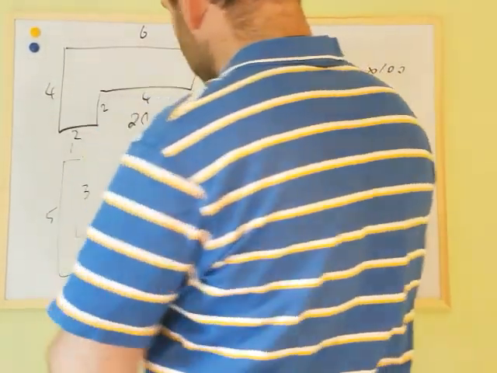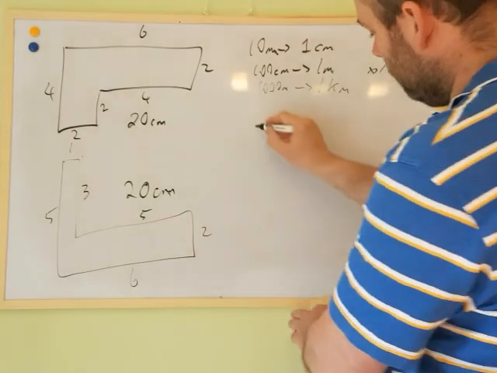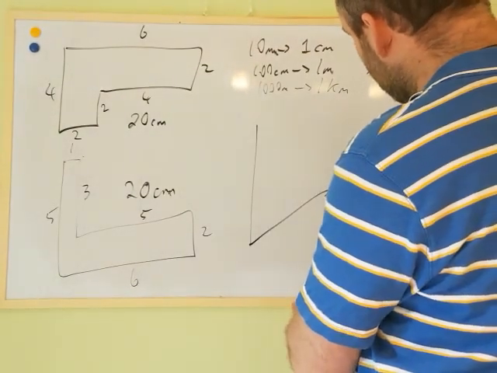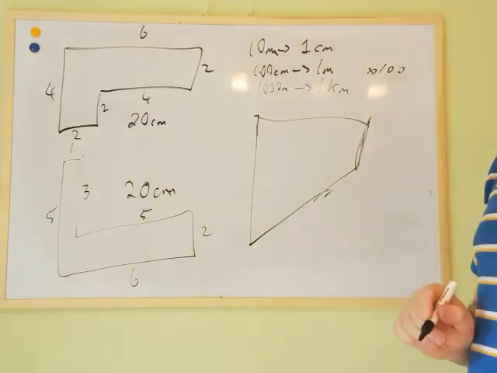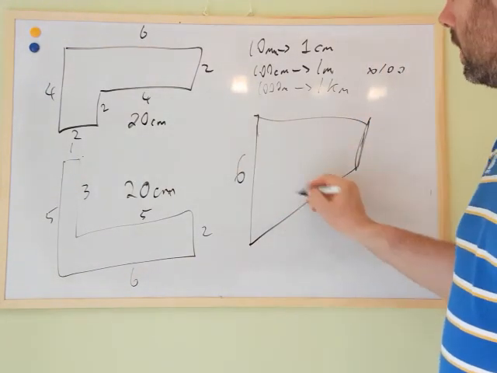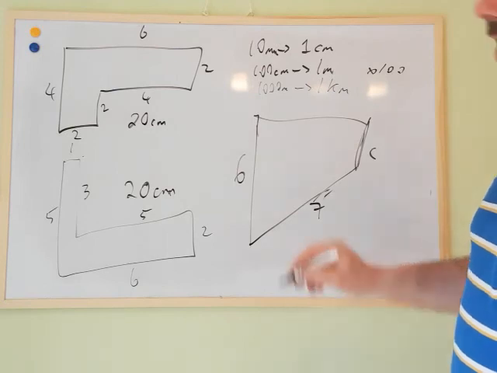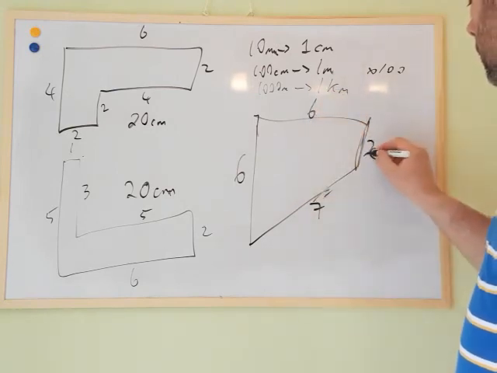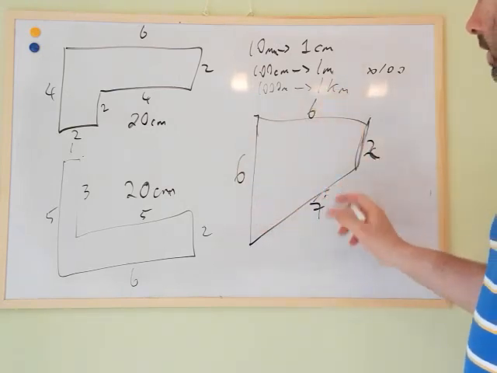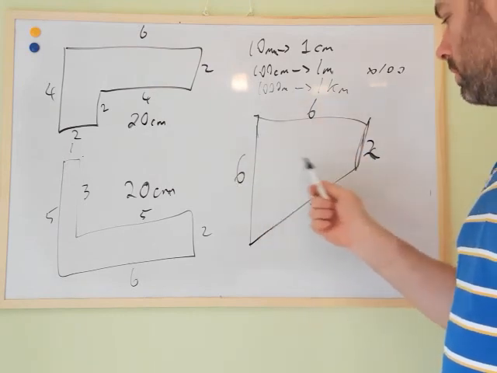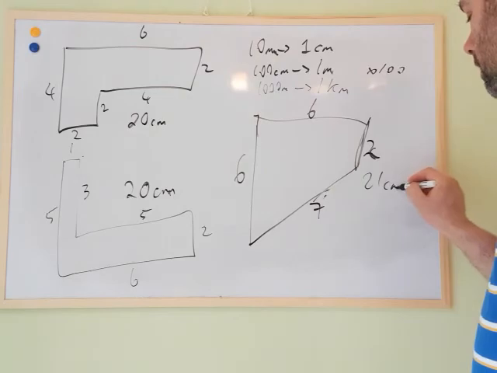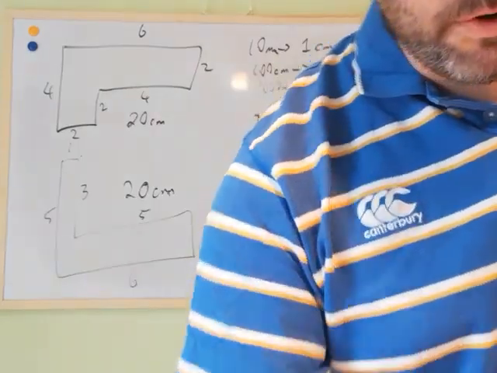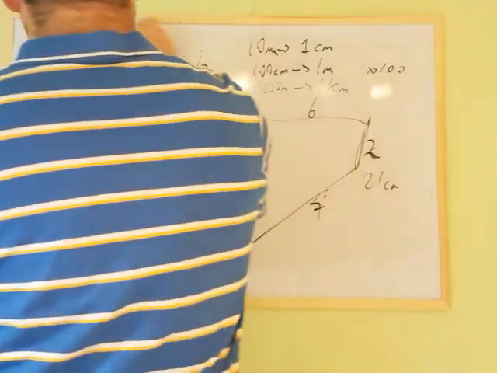Next one. So we have 6, 7, 2, and 6. Well, we're not missing a side here, so we can go straight away add them up. 6 plus 6 is 12, plus 7 is 19, plus 2 is 21 centimeters. And let me just rub this out for the last one.